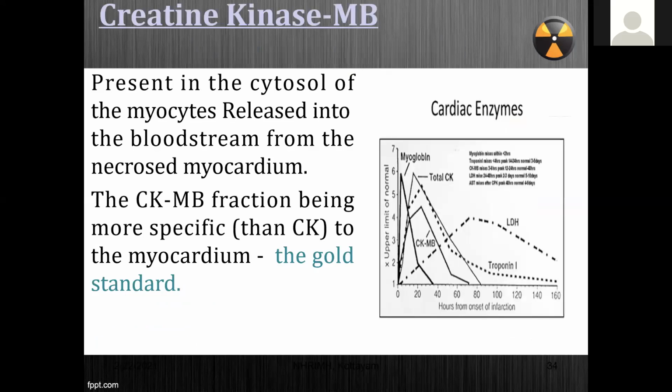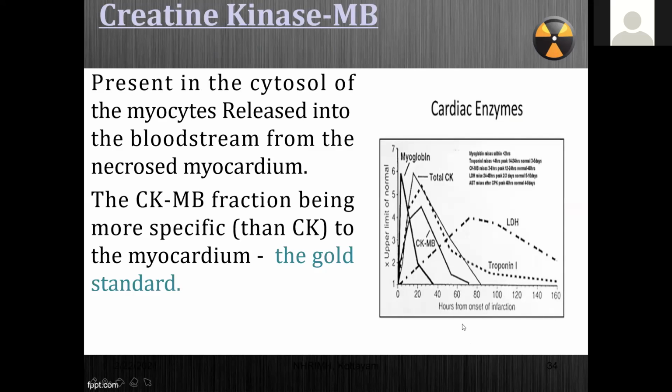So CKMB is present in the muscle cells. The CKMB fraction is more specific, and it is the gold standard. When you see this graph on the side, you can see the total biomarkers and their prominence. Sharply, the first peak is myoglobin. The second peak is total creatine kinase. The third, dotted line is troponin.